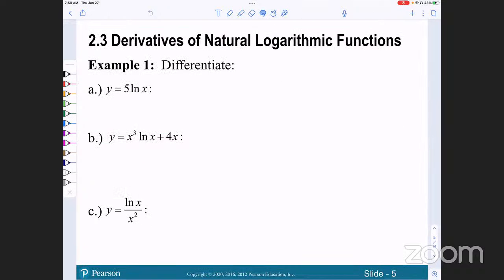So in these examples, we're asked to differentiate. For part A, this derivative is basically 5 times 1 over x, or dy by dx is going to be 5 over x.